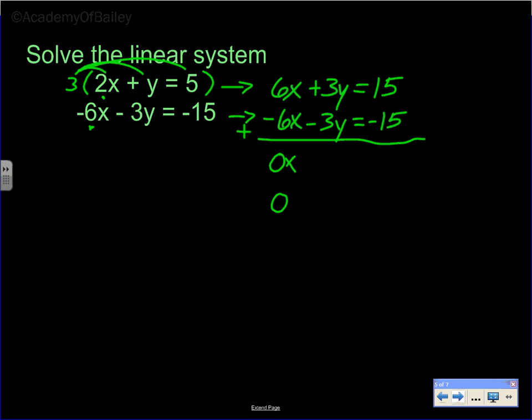Let's add the y's together. 3y plus -3y is also going to be 0y, which is just 0. Bring down our equal sign. And 15 plus -15 is 0. So work out the left side. 0 plus 0 is 0. So this is what we have: 0 is equal to 0.